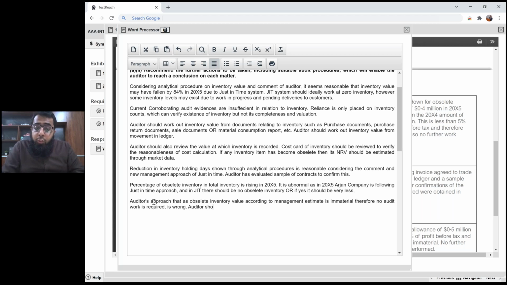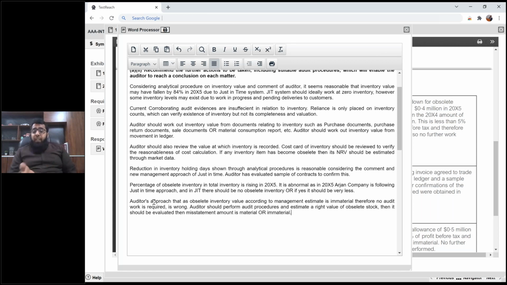Auditor should perform audit procedures and estimate a right value of obsolete stock. Then it should be evaluated whether the misstatement amount is material or immaterial.